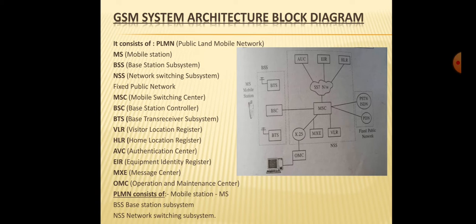The next one is the base station subsystem. What does it consist of? Two parts, BSC and BTS. BSC is base station controller, and BTS is base transceiver station. BSS acts as a relay between MS and NSS. Okay. Then the service area is arranged into cells.